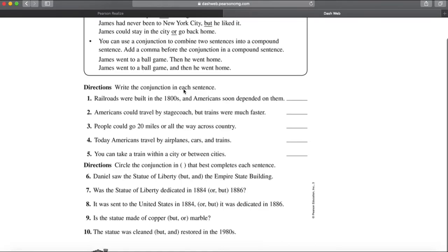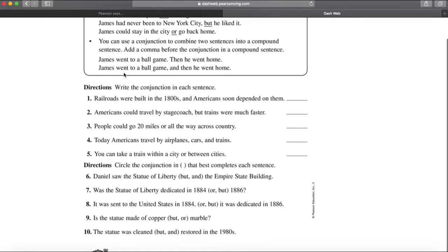Okay. Now, railroads were built in the 1800s, and Americans soon depended on them. So here I use the conjunction and to do what? To add information. So what's the conjunction? The first sentence, the conjunction is and. Excellent. All of you, while I read the question, I want you to try to think of the answer. Try to guess what the answer is. Put it in your mind and let's check if it's correct or not.